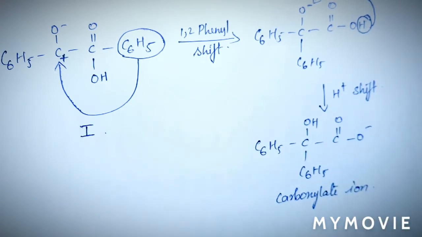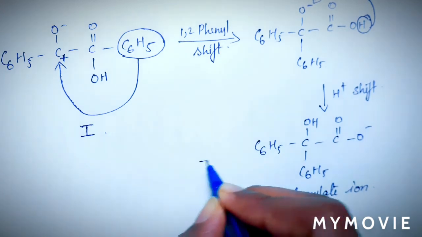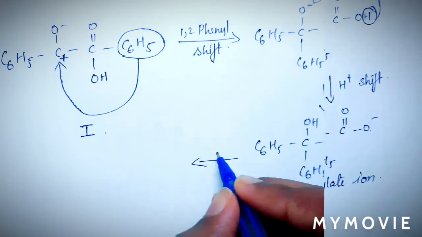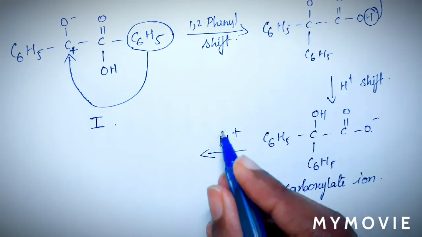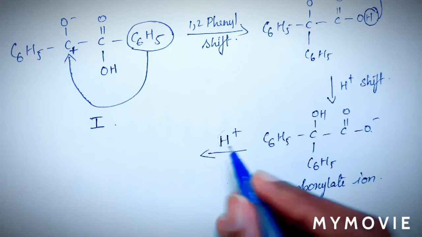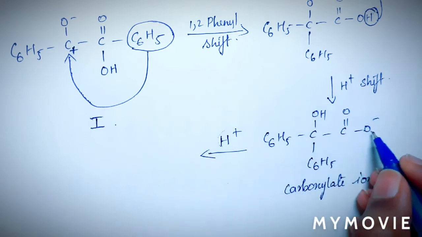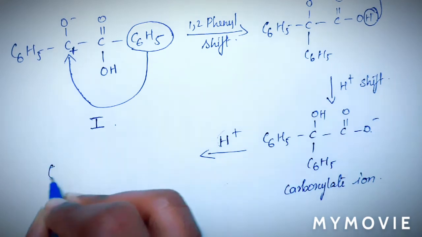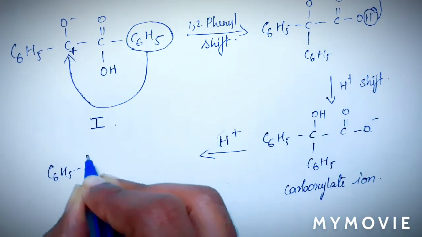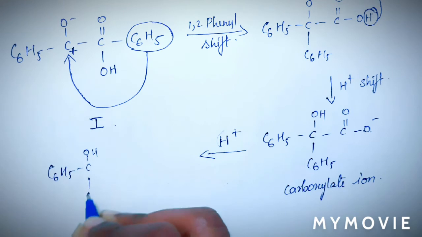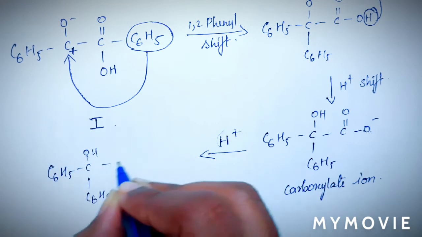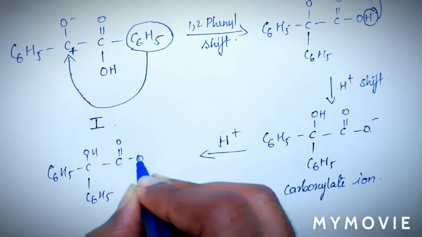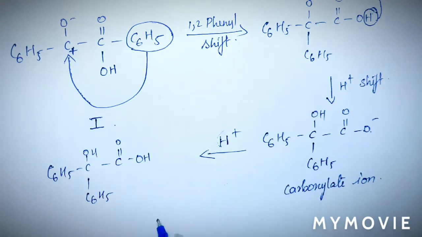Now we will move on to the final step. The final step is the acidification, as I already told you in the very beginning. Acidification is simply the addition of a proton. It will attach itself to O minus to finally neutralize the negative charge that is present. So you'll get C6H5, C double bond O and OH. This is your final product, which is benzilic acid.